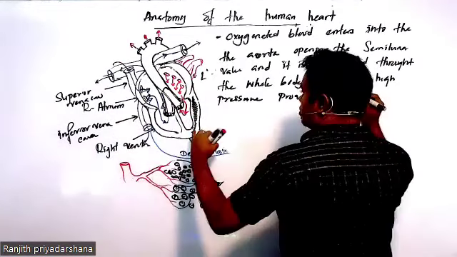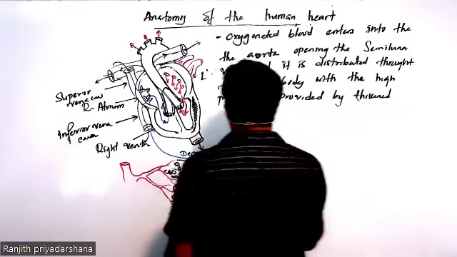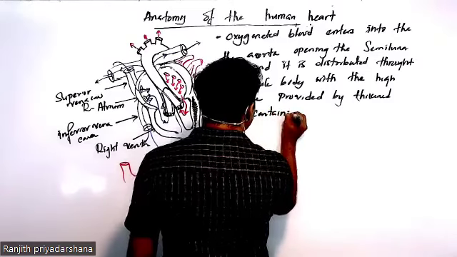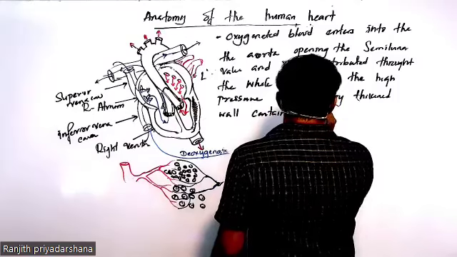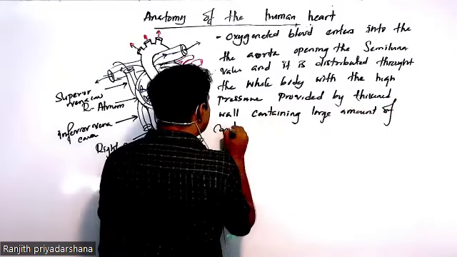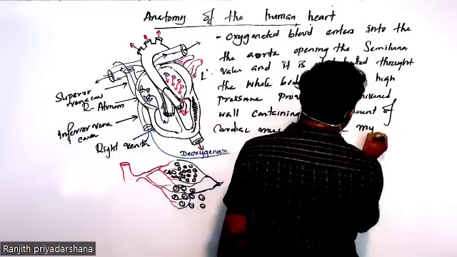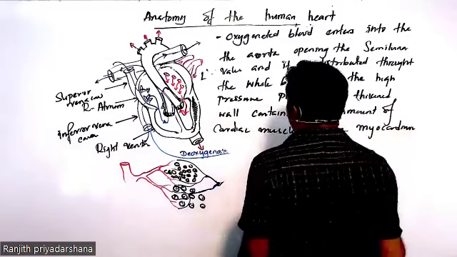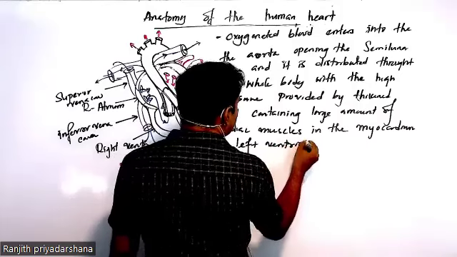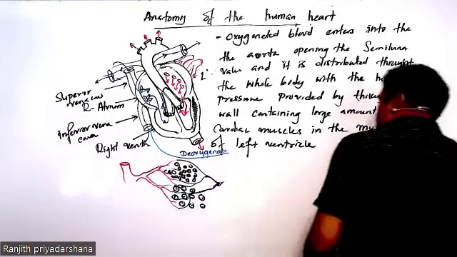The pressure provided by the thickened wall containing a large amount of cardiac muscles in the myocardium of the left ventricle. So this is the overall circulation.